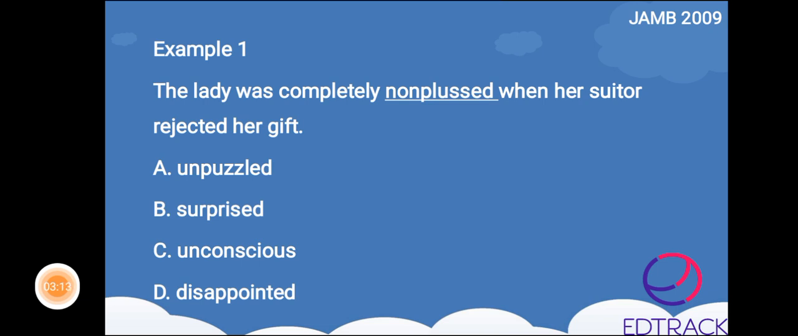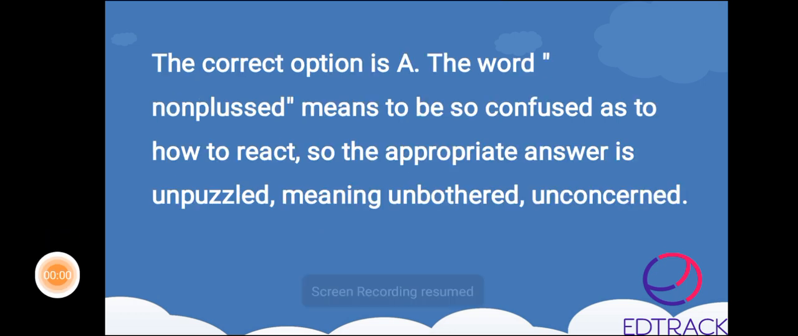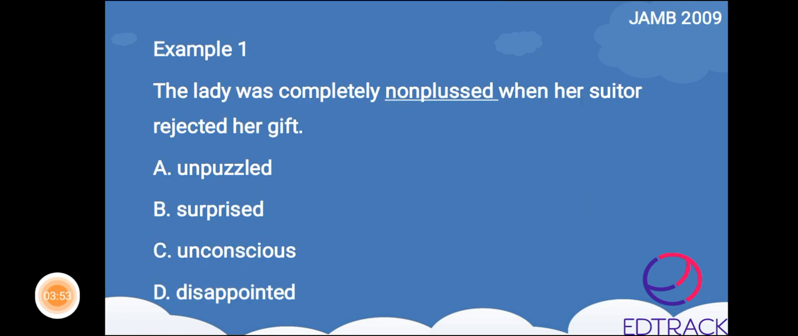The lady was completely nonplussed when a suitor rejected her gift. The word we are to get an opposite meaning for is what? Nonplussed. So what does this word mean itself, and what is the word that is opposite in meaning to it? On the next slide, we have a short guide explaining why we choose the option we choose. Let us go back to the question.